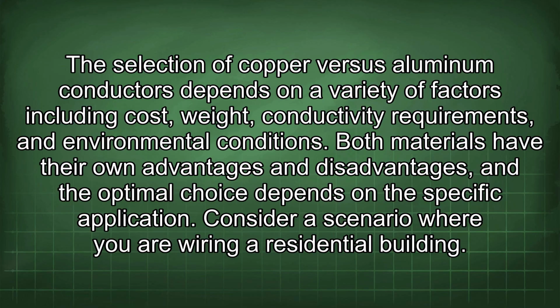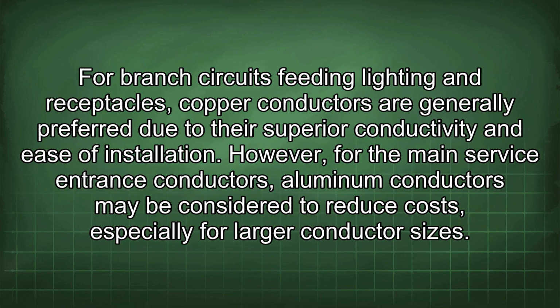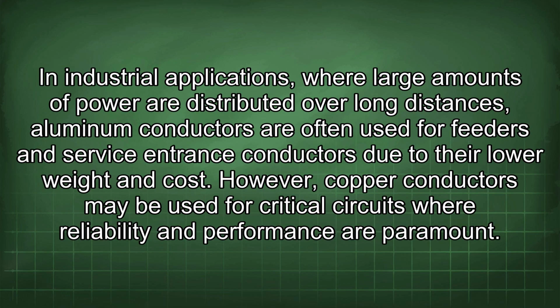Consider a scenario where you are wiring a residential building. For branch circuits feeding lighting and receptacles, copper conductors are generally preferred due to their superior conductivity and ease of installation. However, for the main service entrance conductors, aluminum conductors may be considered to reduce costs, especially for larger conductor sizes. In industrial applications where large amounts of power are distributed over long distances, aluminum conductors are often used for feeders and service entrance conductors due to their lower weight and cost. However, copper conductors may be used for critical circuits where reliability and performance are paramount.